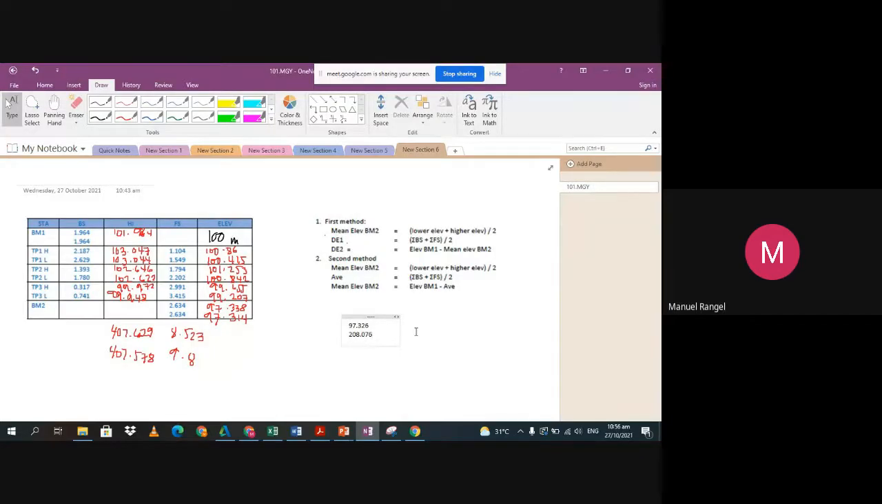So the elevation at BM1, 100, minus the mean elevation of BM2, 97.326, gives 2.674. There is something wrong; the difference in elevation is off, so our check doesn't match.